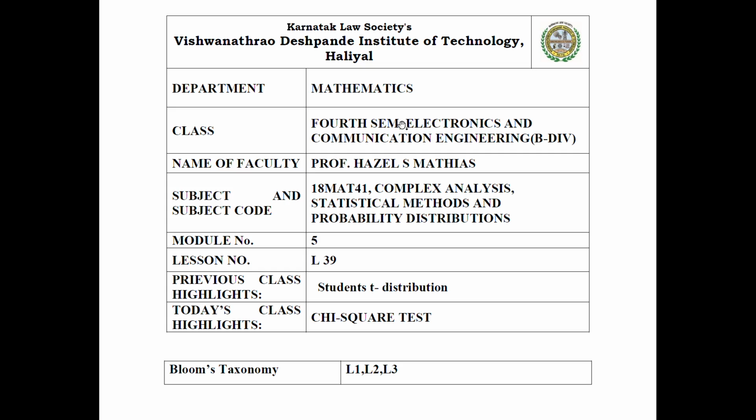In the previous class, we were discussing students' t distribution, and how to test the significance level using it. We discussed a few examples based on this distribution to test the significance level. So today's class, let's discuss the chi-square test, what its uses are, and a few examples on this topic.